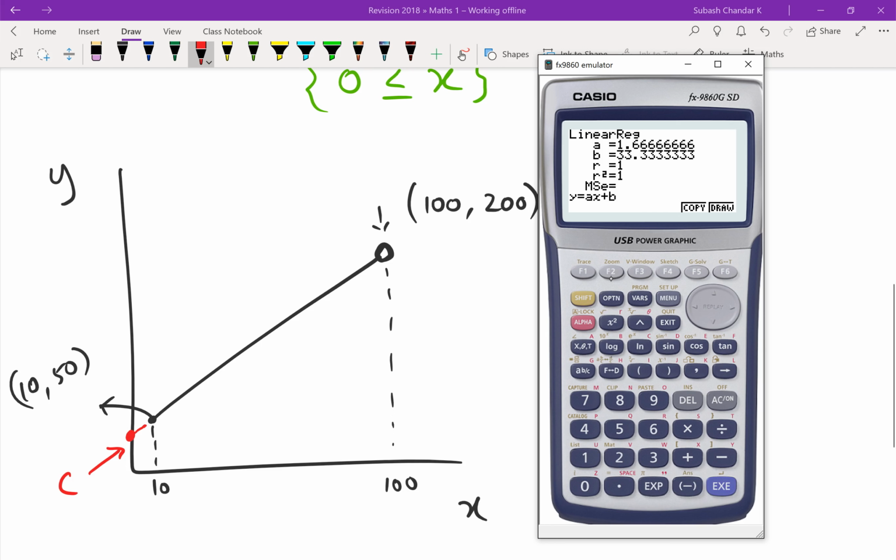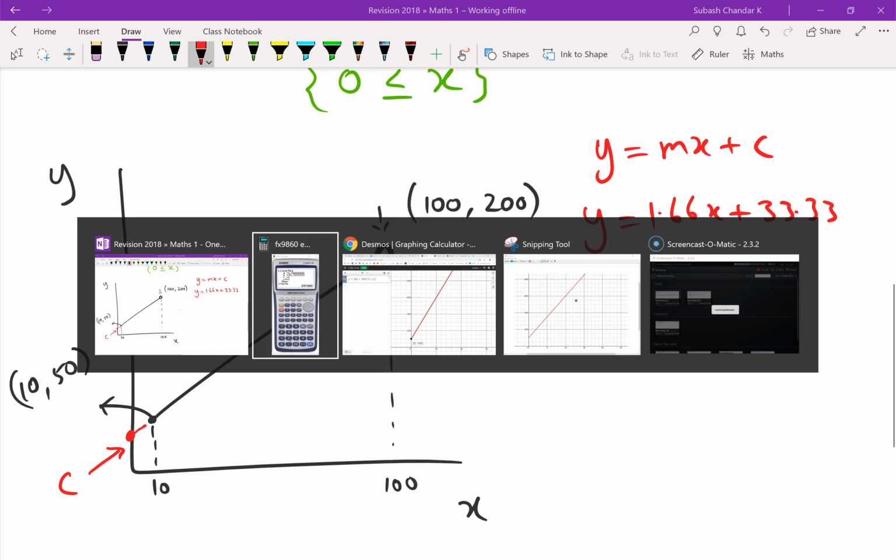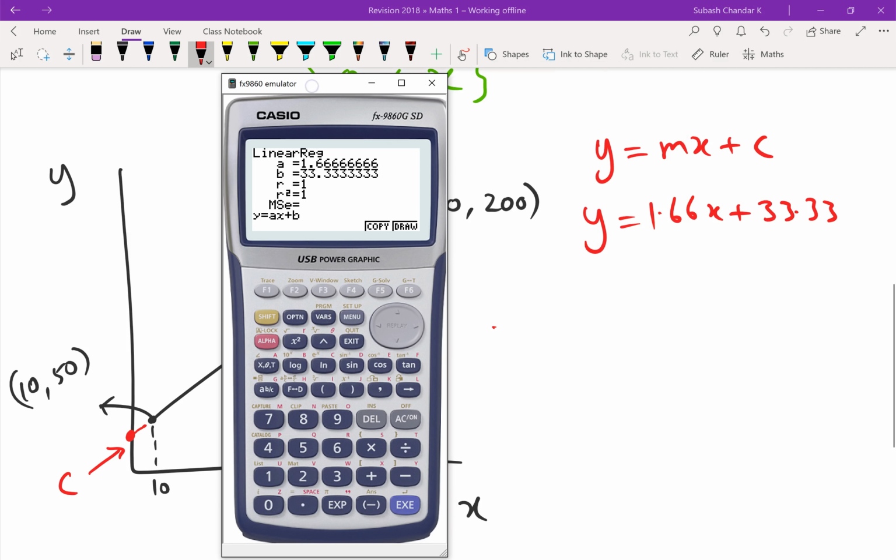So, we can write this as y equals mx plus c, 1.66x plus 33.33. Now, if you're really good with your fractions, I'm going to give you a tip, especially if you're using a graphics calculator. The problem is that you can't see how the values of m and c are recurring numbers, they just keep going. What you can do is convert it into a fraction.